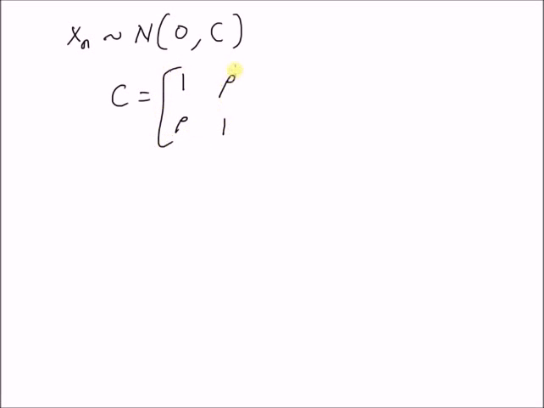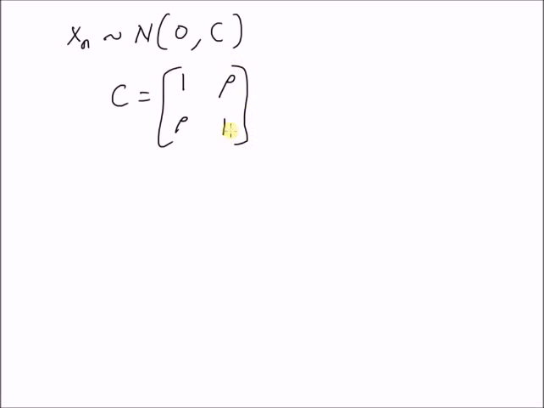Hello, welcome. In this short video, let us look at the CRB for the correlation of an observation vector. That is, given the vector xn that follows a normal distribution with the mean vector equal to 0 and the covariance matrix C, where the covariance matrix is defined as [1, rho; rho, 1], where rho is the correlation.